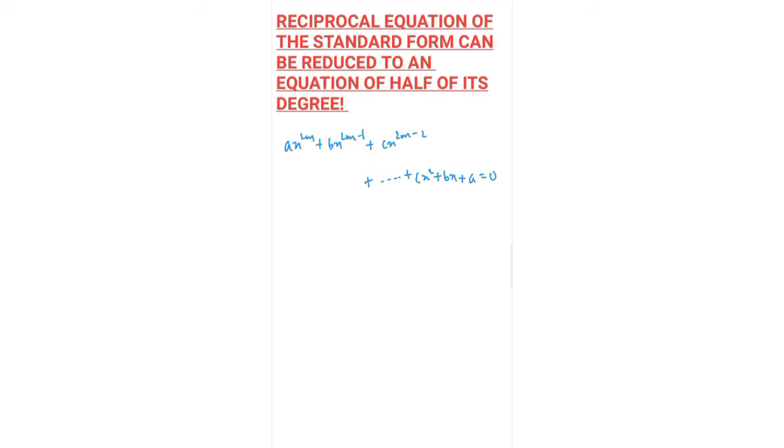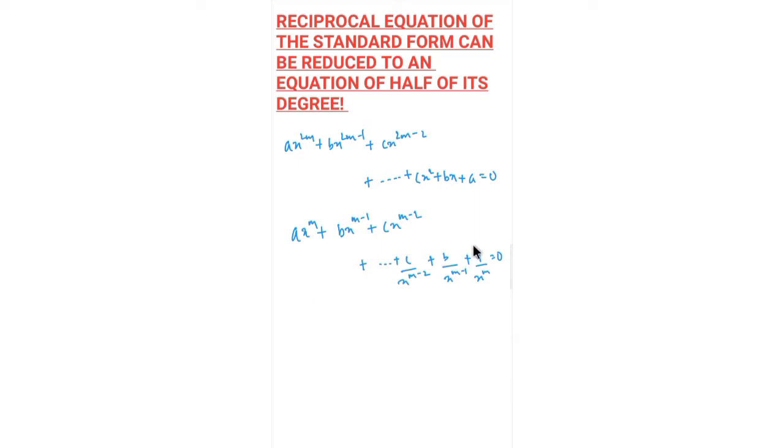Divide by x^m on both sides, so you would get it in this way: ax^m + bx^(2m-1-m), which is nothing but m-1. This goes on: cx^(m-2) + and so on + c/x^(m-2), because this is x^2 here, and when you divide by x^m it becomes m-2, + b/x^(m-1) + a/x^m = 0.